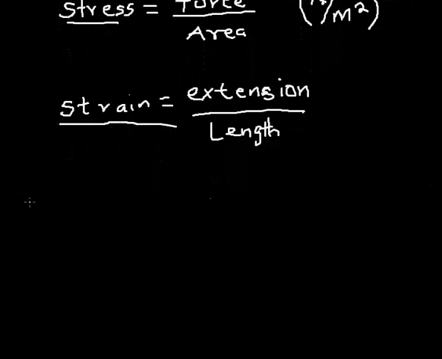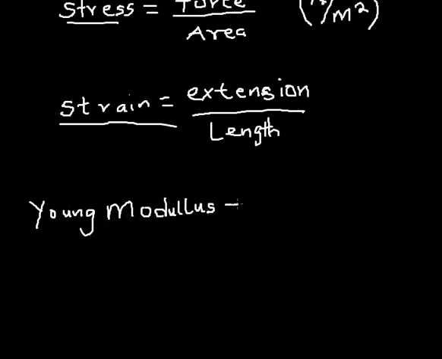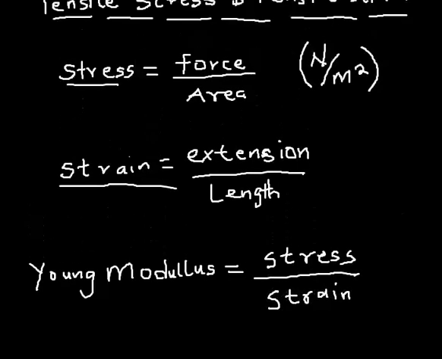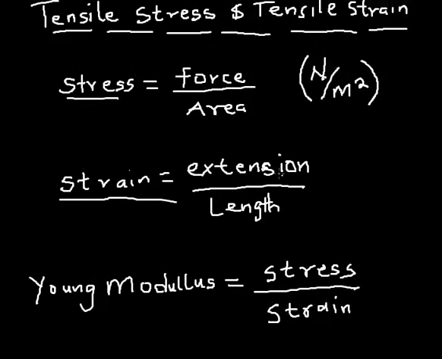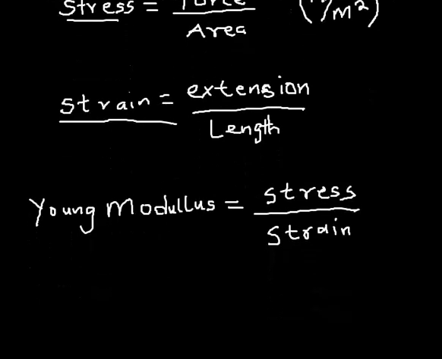Now the ratio of tensile stress and tensile strain is what is known as the Young modulus. So the Young modulus of a material is equal to the stress of that material divided by the strain. So if you are to evaluate your modulus, you first evaluate stress, evaluate the strain, then you can get the Young modulus. I believe that so far so good.